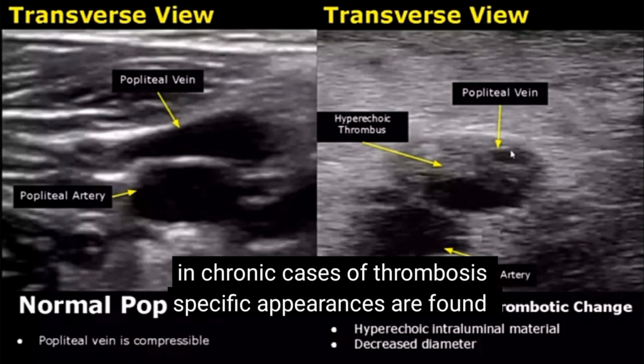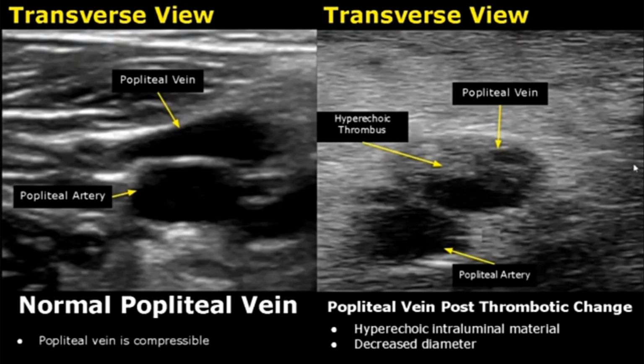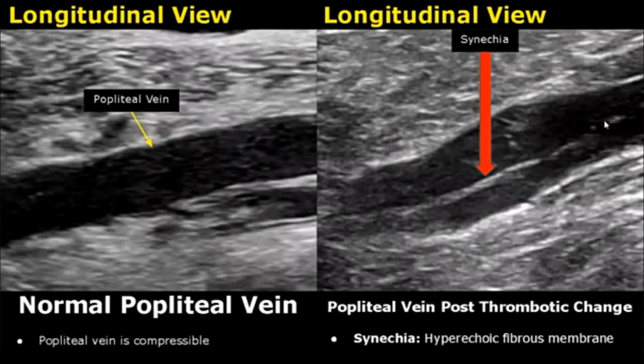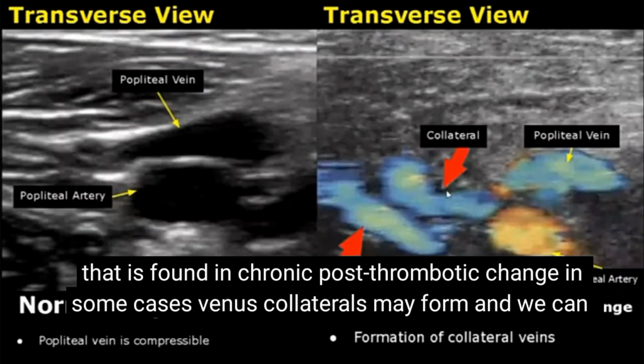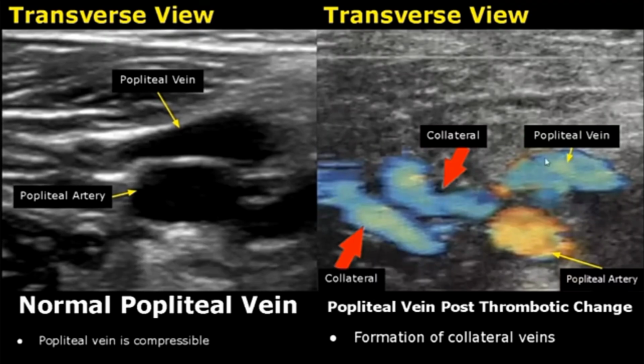In chronic cases of thrombosis, specific appearances are found. The thrombus will be hyperechoic, and the vessel diameter will also be decreased. Synechiae are hyperechoic fibrous membranes that are found in chronic post-thrombotic change. In some cases, venous collaterals may form. And we can see in this transverse view, collaterals are seen adjacent to the popliteal vein.